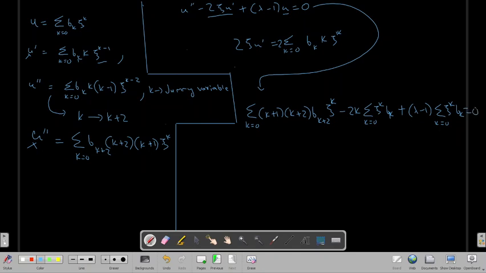So we have this expression, and what we can do is take the summation common, take xi to the power k common, and take the coefficients of xi to the power k equal to 0. So equating coefficients of xi to the power k to 0, you will get the recurrence relation.